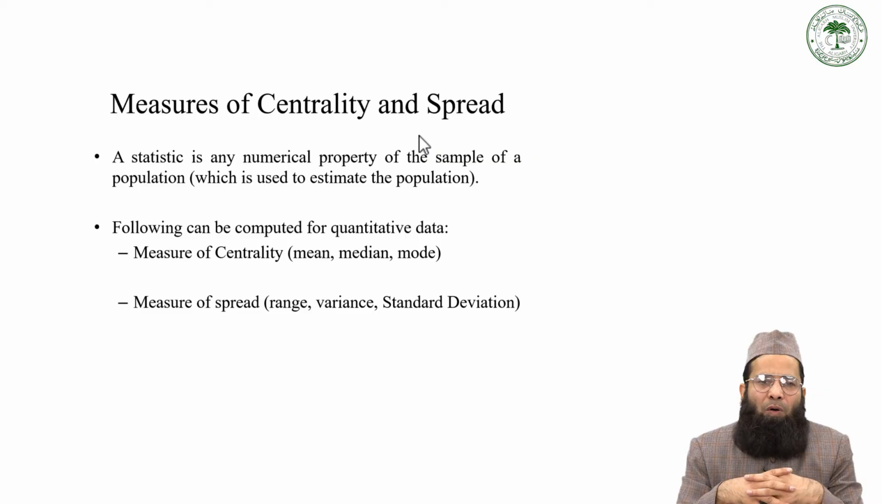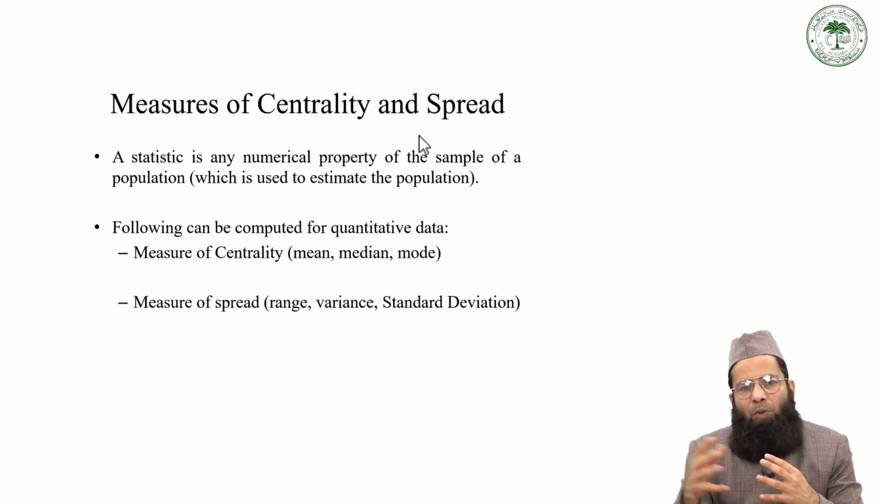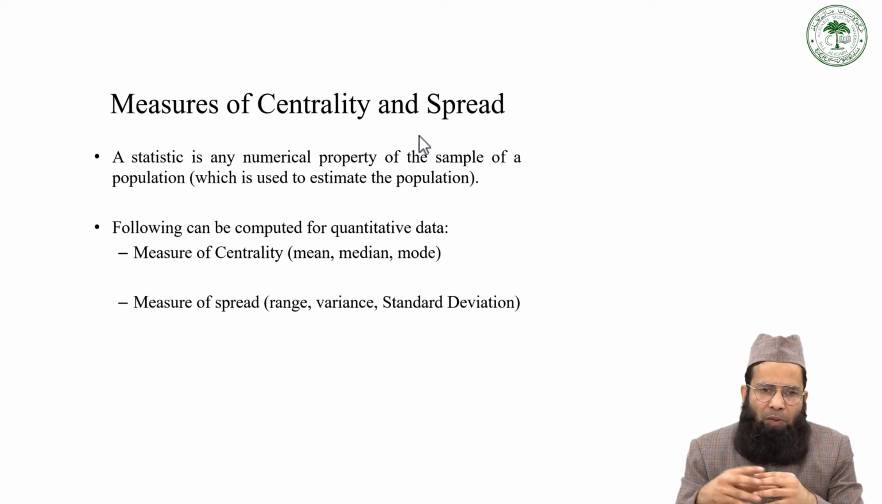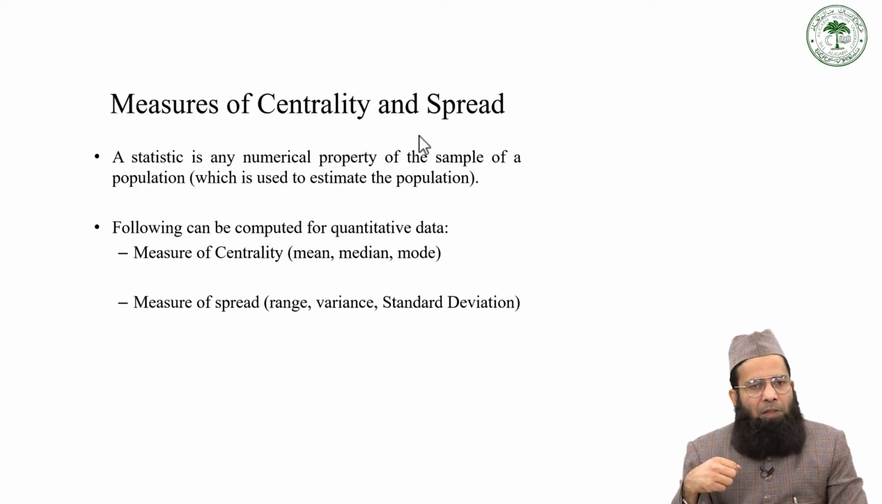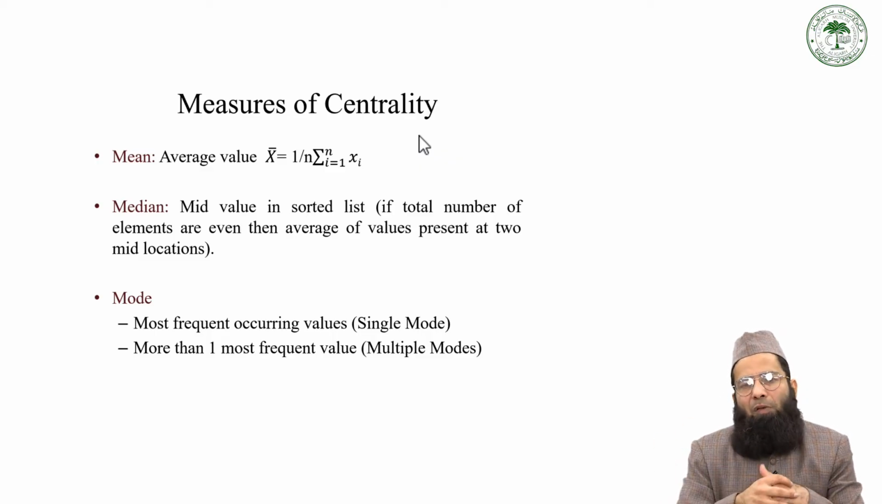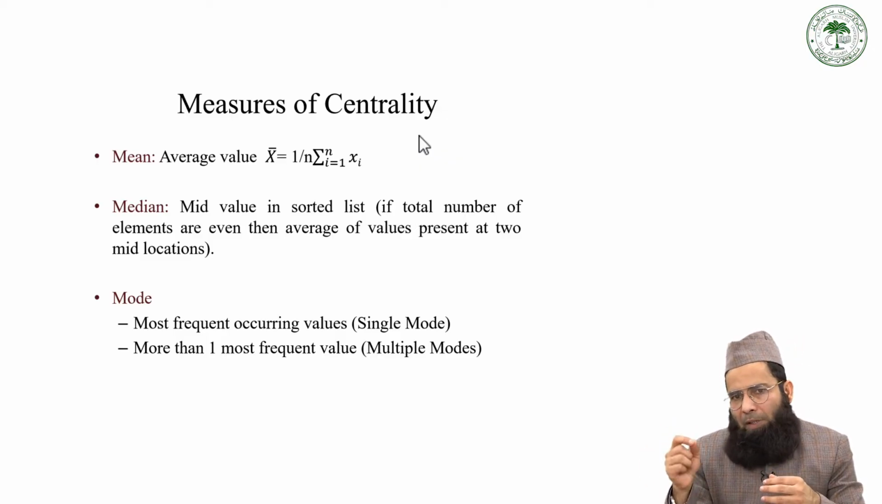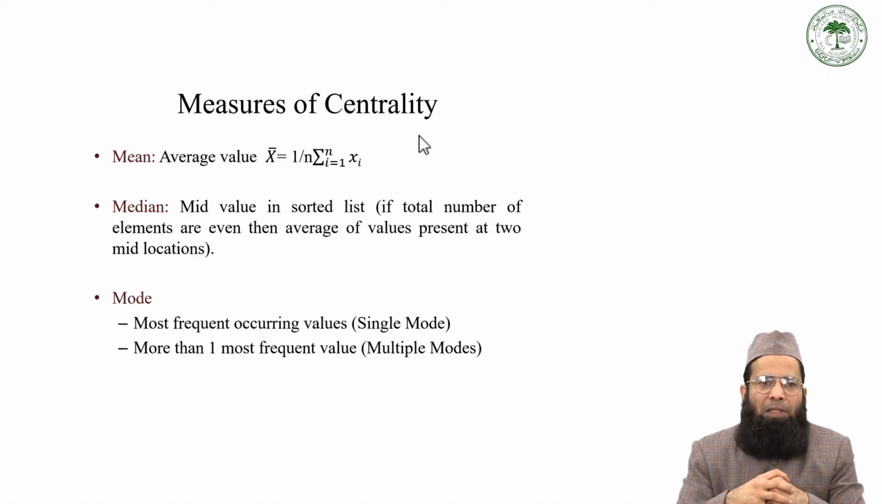The following can be computed for quantitative data: measures of centrality, which are mean, median, mode, and measures of spread, which are range, variance, standard deviation. That we'll discuss in today's lecture. So what are measures of centrality? We have mean, median, mode. Mean is actually the average value. And how can we calculate the average value? Sum all the numbers and divide by the number of instances, right? In this way you can calculate the average value.